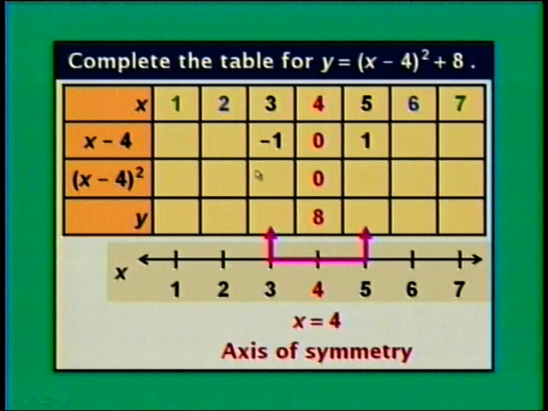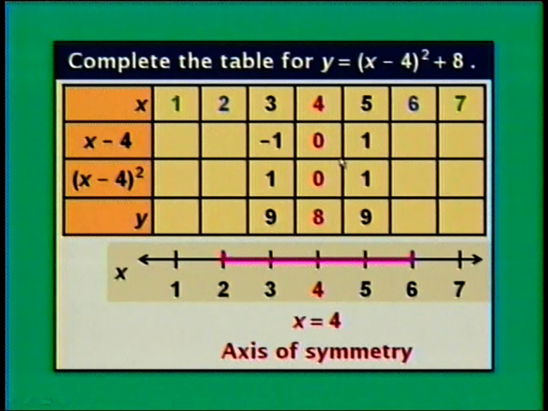Well, what are we doing with x minus 4? We're squaring it. And it doesn't matter whether you square negative 1 or positive 1. In both cases, the result is 1, and adding 8 to 1 gives us a y-coordinate of 9. Indeed, when we go 1 unit left or right of x equals 4, we get the same y-coordinate.